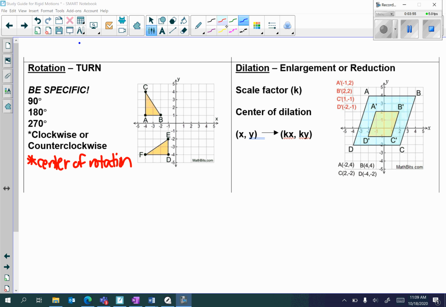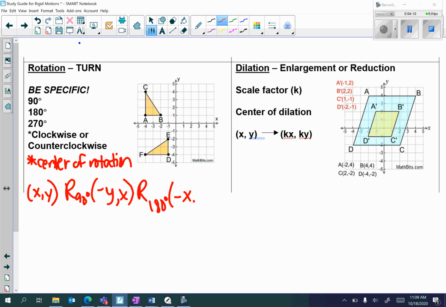Now, let's remember that if we start off with x comma y and we want to rotate it 90 degrees, it becomes negative y comma x. If we rotate 180 degrees, it becomes negative x, negative y. And if we rotate it 270, it becomes y, negative x.